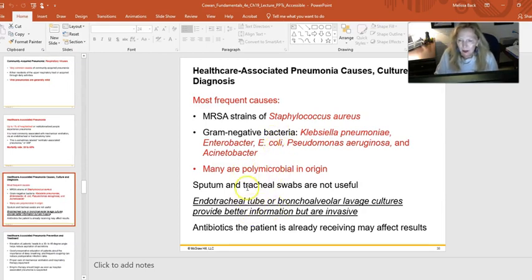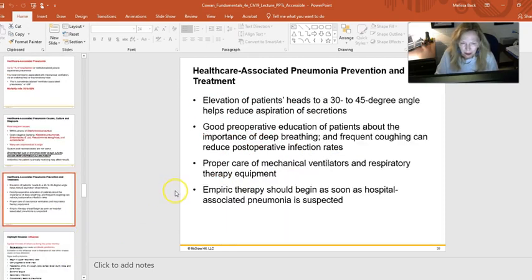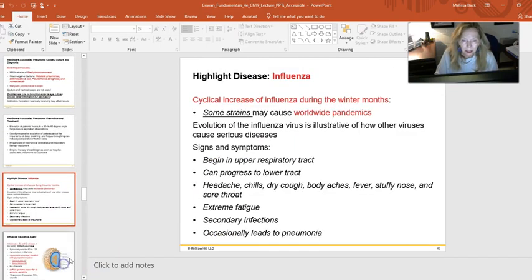And again, even with treatment, there is an incredibly high mortality rate associated with them. So you can see that treatment's got to be aggressive. It's going to have to be aggressive for these.